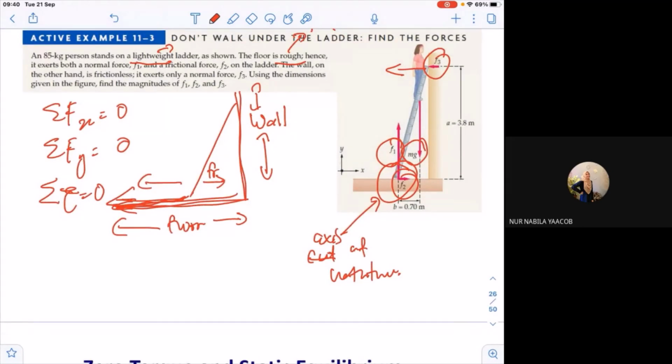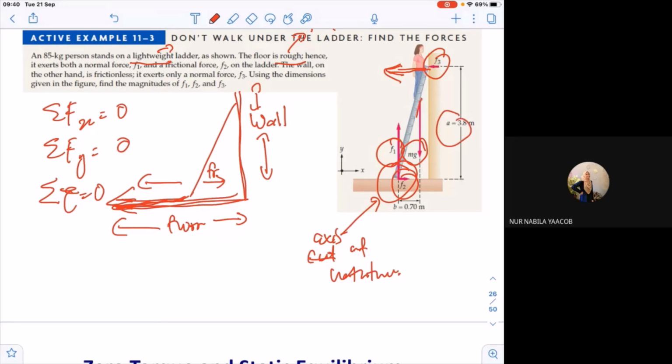Kenapa kita boleh kali macam tu? Sebab dia ambil ini. F3 dah arah sini, komponen dia yang perpendicular. Sekarang ni dia tidak bagi berapa ketinggian tangga. Ada dua case dalam kes ini dia tak bagi berapa ketinggian tangga tu. Tangga tu jarak dia daripada bawah ni tak tahu berapa.